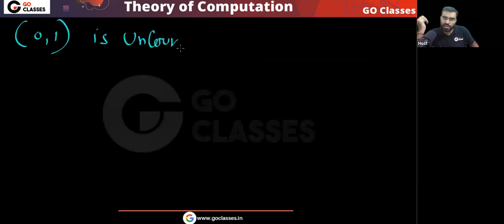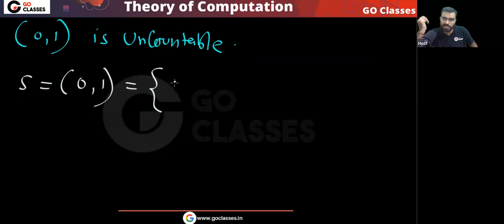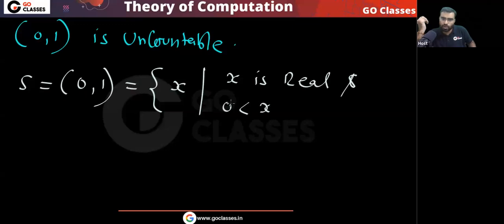Now what are we going to prove? We are going to prove that this entire set is uncountable. First of all, you understand this set. Let's call this set S. In this set S, you have real numbers X, where X is greater than 0 and less than 1. This is your set. Is this clear?